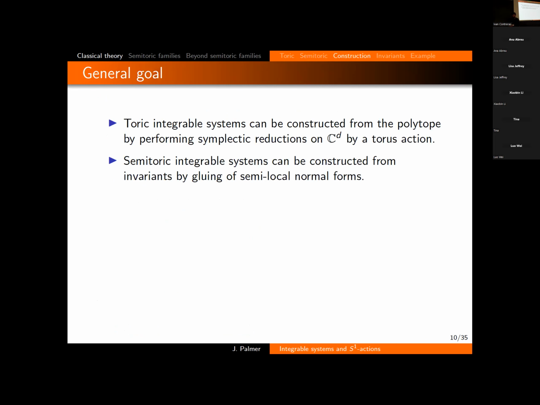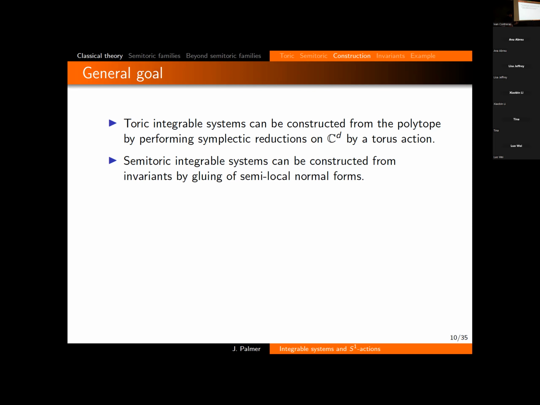Okay. So now that my talk is half done, I should say my goal, which is in relation to what I was saying about Delzant's theorem at the beginning. In toric integrable systems, you take the image that gives you the polytope, and from the polytope, there's this algorithm, you do some reduction, and that gives you the system. Globally gives you a representation of the system that you're interested in.